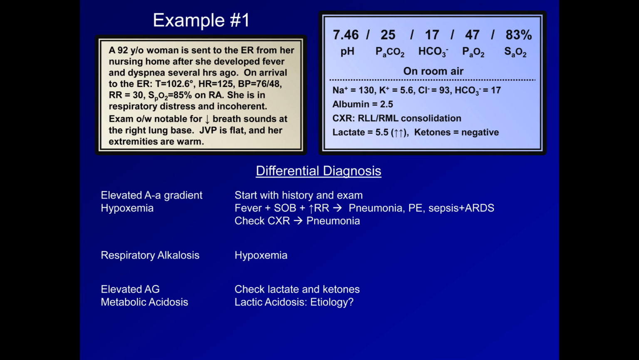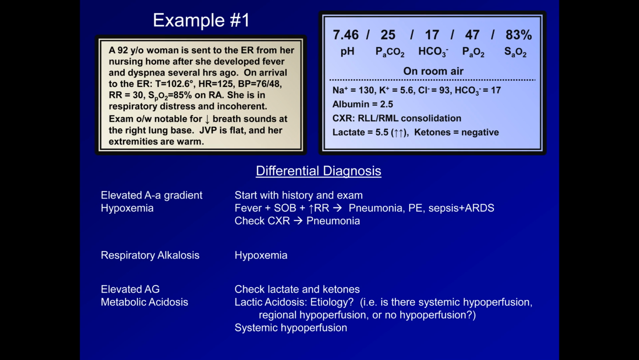On the most fundamental level, this is asking whether there is systemic hypoperfusion present, regional hypoperfusion, or no hypoperfusion. Given the clinical scenario, including severe hypotension and warm extremities, systemic hypoperfusion seems most likely. When this is combined with sepsis, we can better state the cause of the lactic acidosis as septic shock.